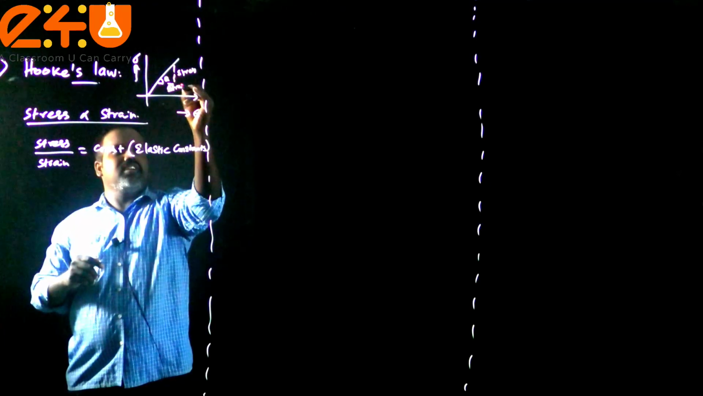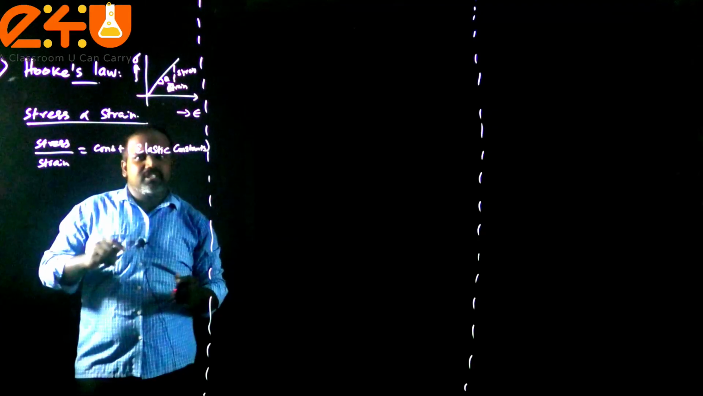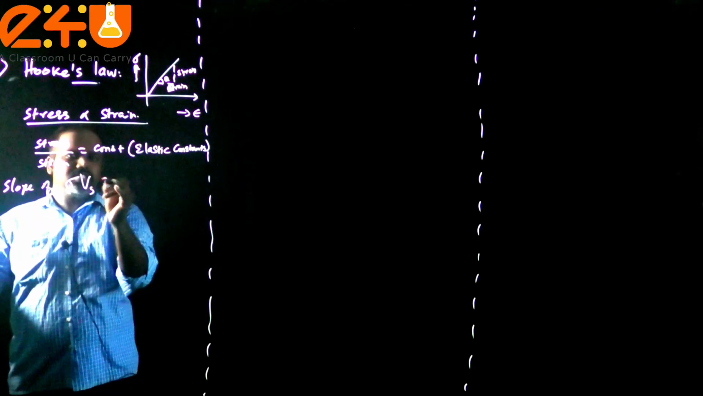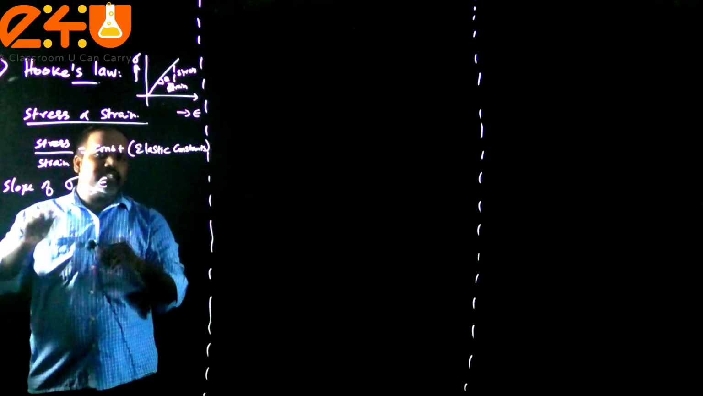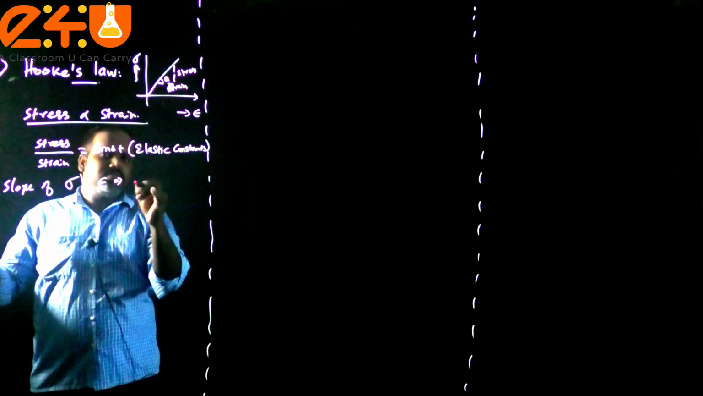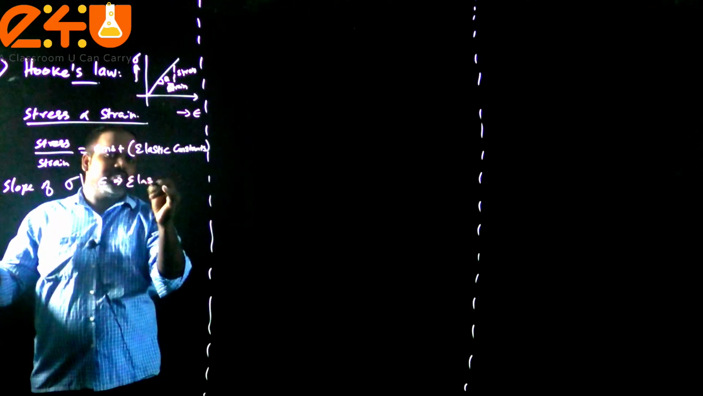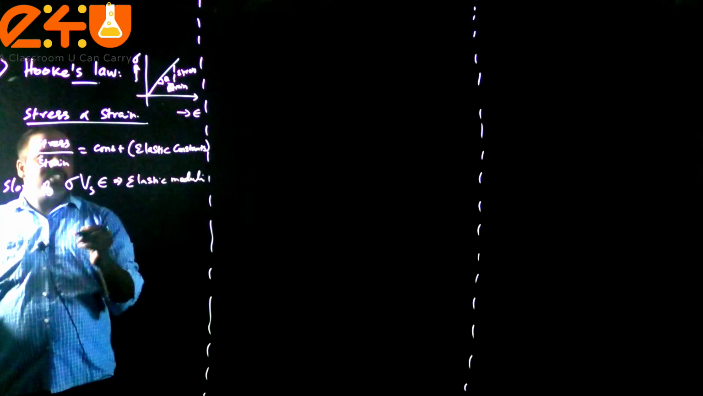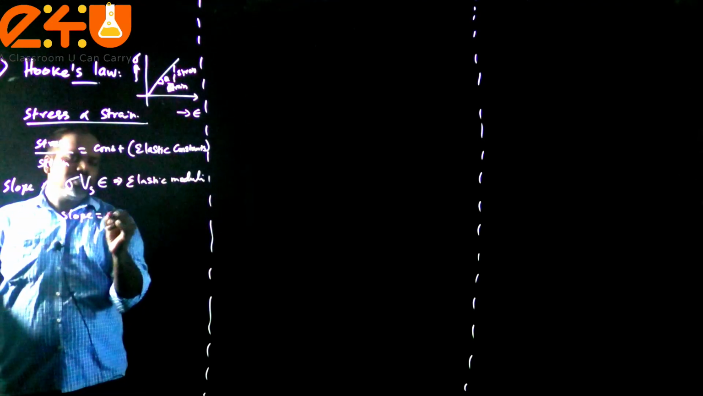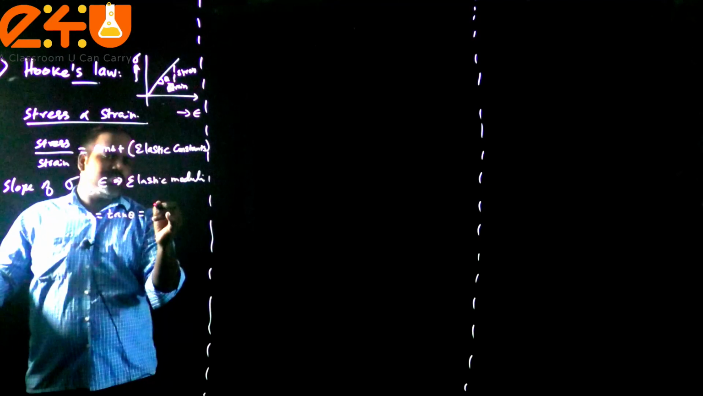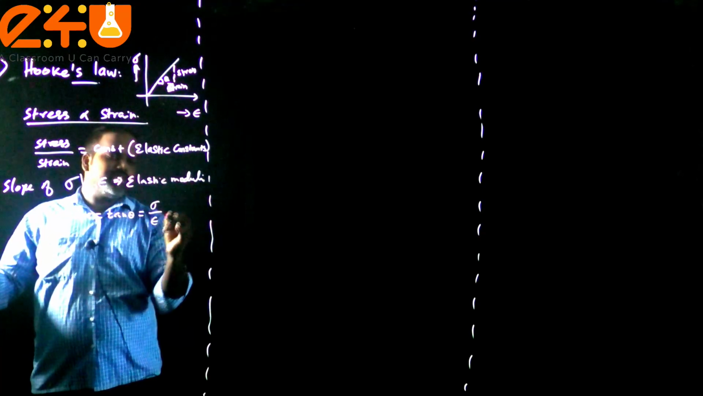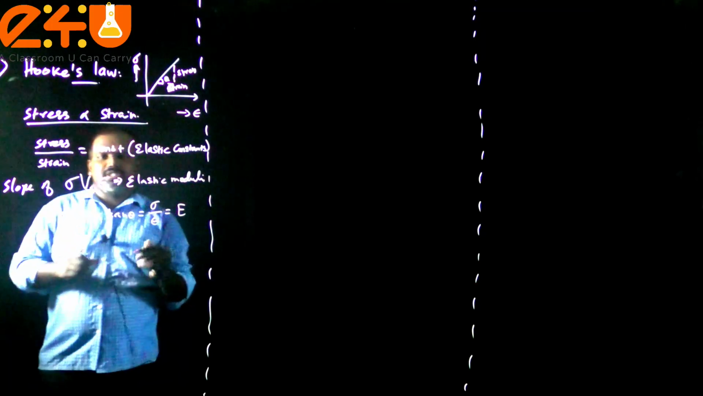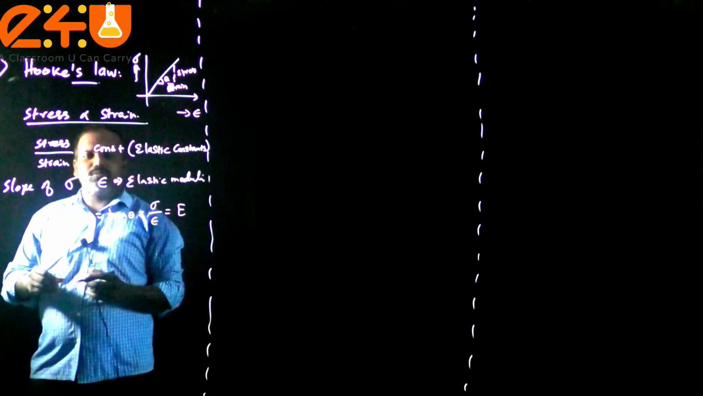So the slope of the sigma versus epsilon graph, that is the stress strain graph, gives the elastic moduli. The slope is nothing but tan theta, which is equal to sigma by epsilon, which is equal to the elastic constant E. So these things you must remember related to Hooke's law.